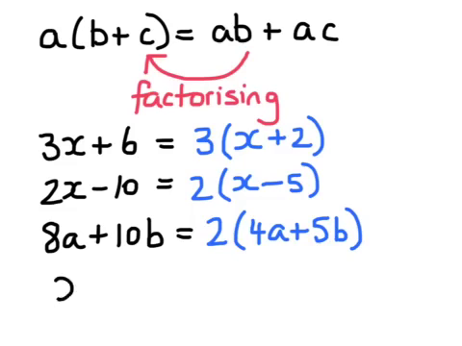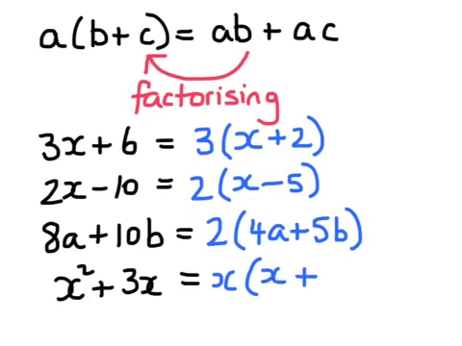Just going to finish off with x squared plus 3x, which we sometimes see asked a lot in exam type questions. If I look at both terms, I can see that x is a common factor, so it comes out as a factor. Again, what do I multiply x by to get x squared? That would be x. Plus, what do I multiply x by to get 3x? That would be simply 3. And if I multiply it back, I get x times x, x squared, plus x times 3, 3x.